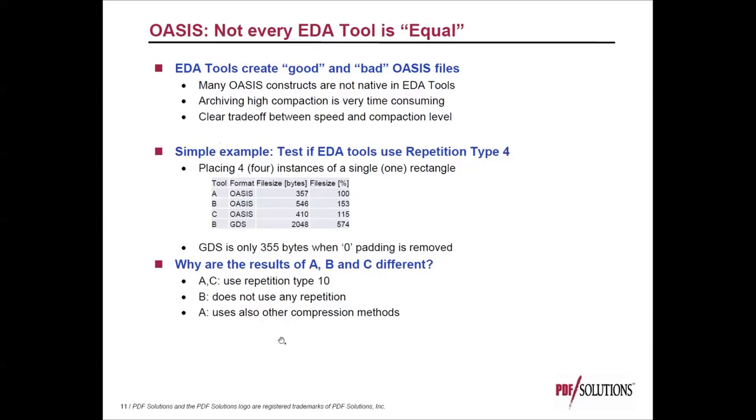What I'm saying here is that the results are different because tool A and C were using repetition type 10. Tool B was not using any kind of repetition; it was just dumping single instances out. And A was smarter and also used other forms of repetition. So it highly depends on the EDA tool, what they are doing with it, and how much time they are willing to spend on really compacting a file.